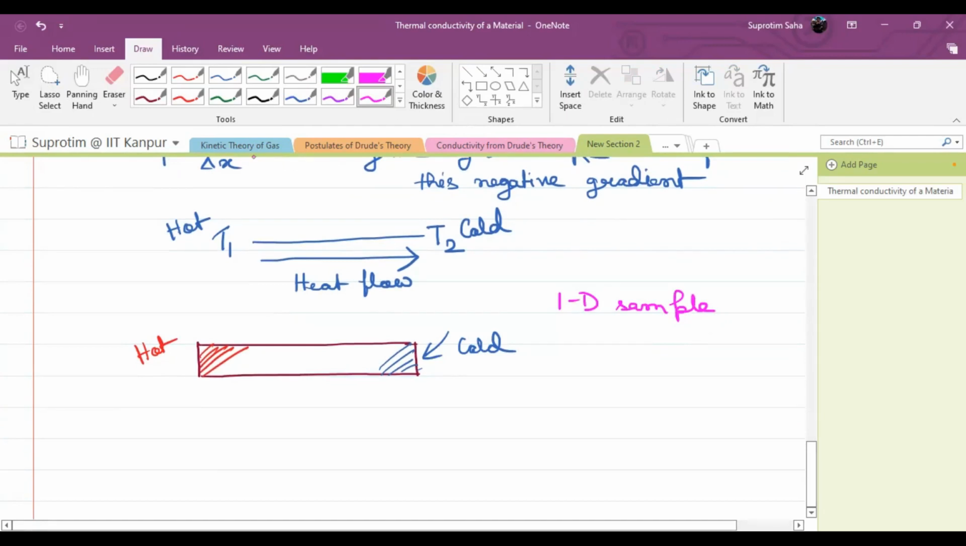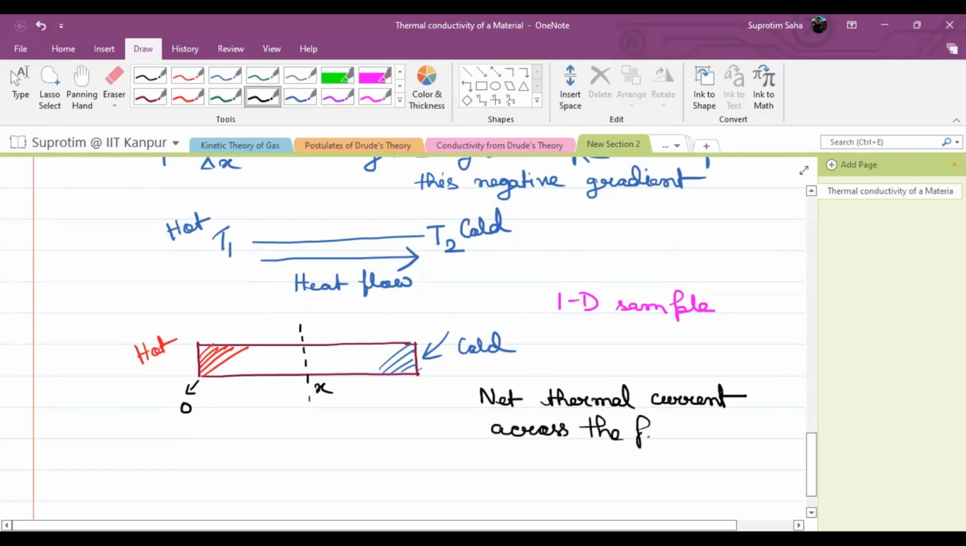All right. So you want to look at the transfer of energy across this point x. So this is your 0 point. The net thermal current across the point x is what we are going to see.